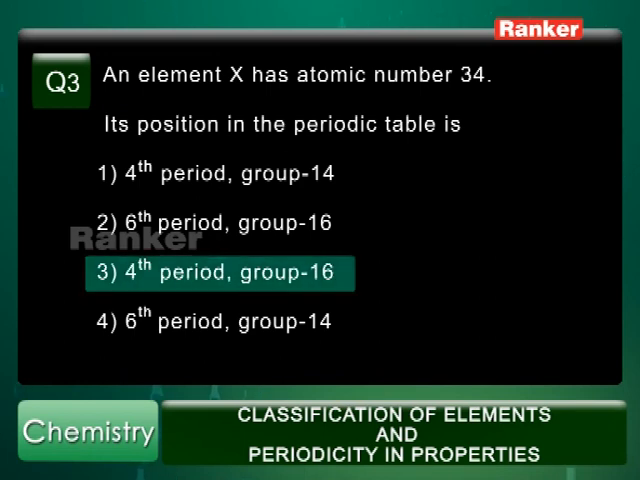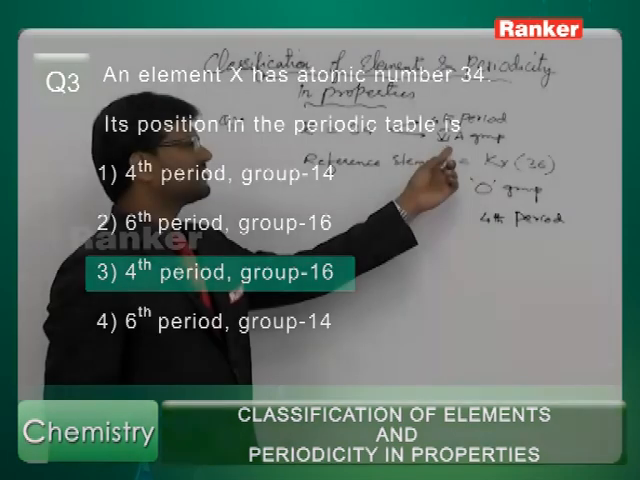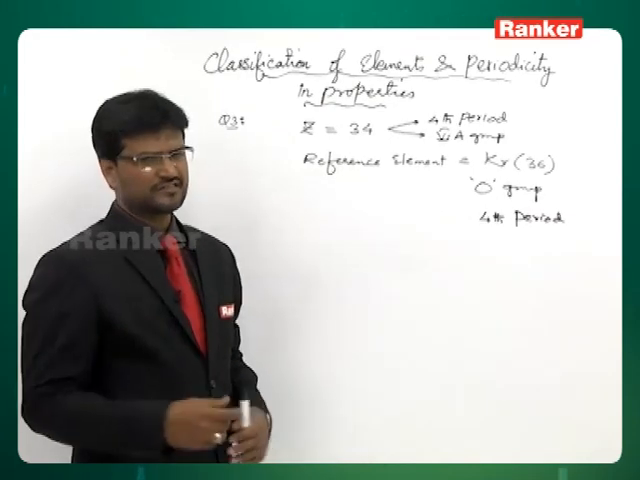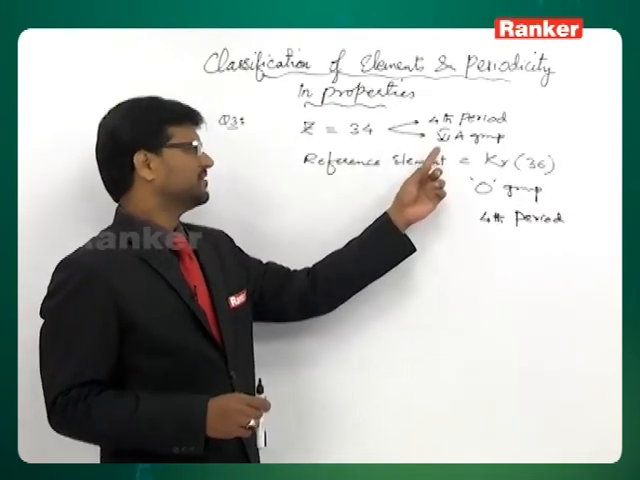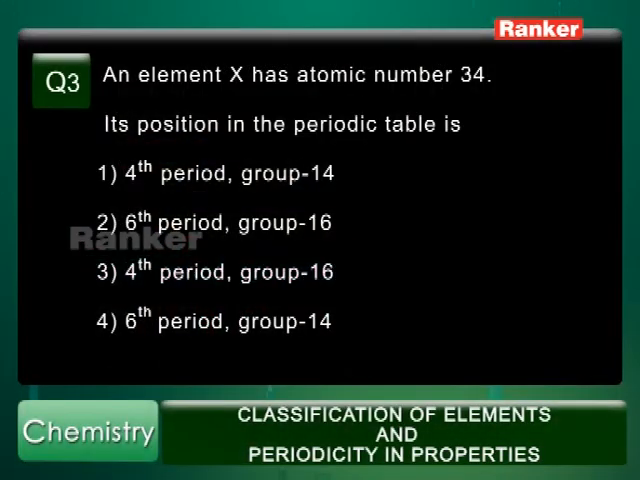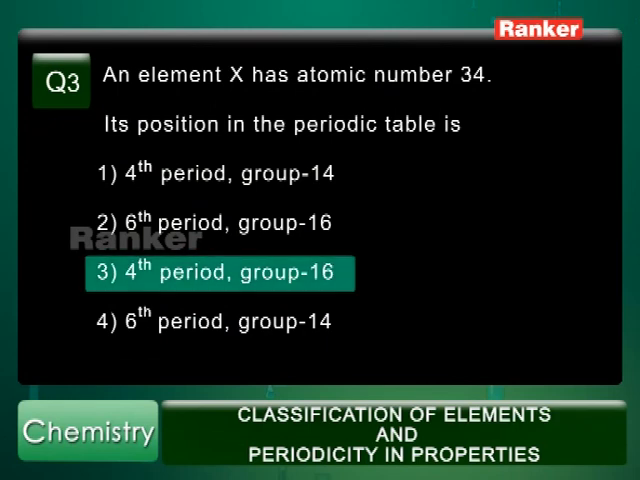So, the correct answer is the third option. Group 6 means, as per the latest convention, it is taken as group 16. This is the older convention; in the IUPAC convention, it is taken as 16. So, the correct answer is the third option.